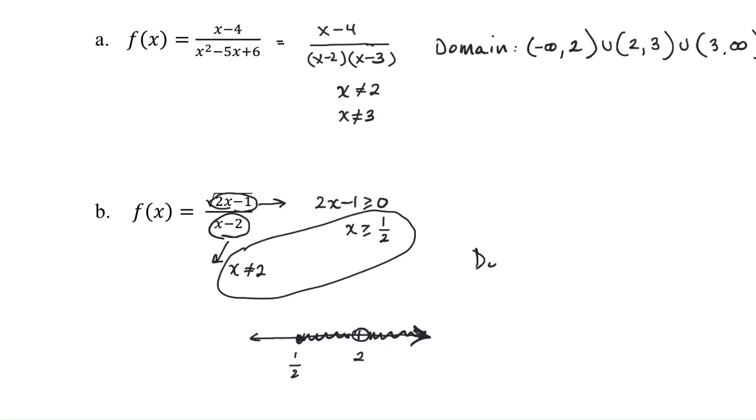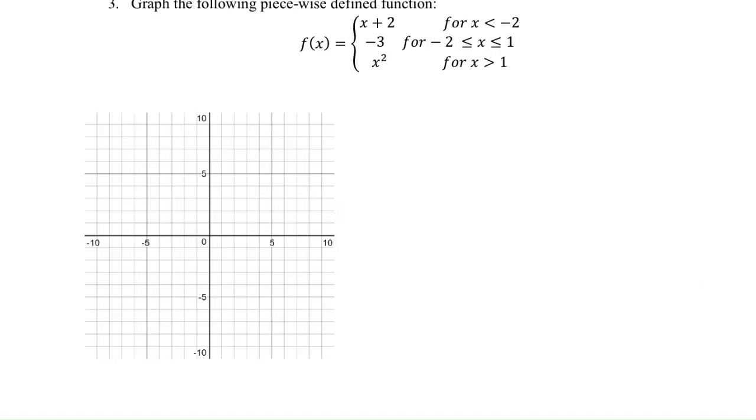So the domain, including 1/2, so there's a bracket, to 2, and then from 2 to infinity. Question 3 here is from section 2.2.